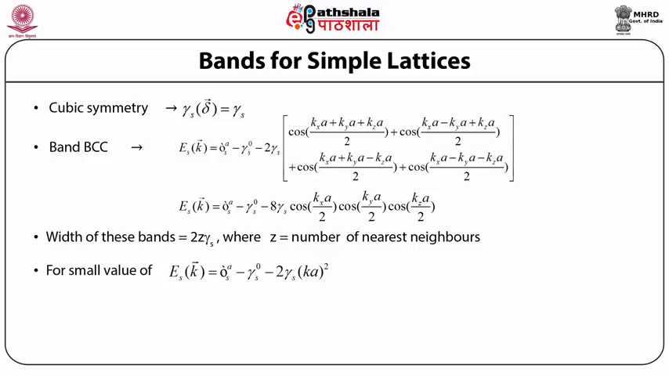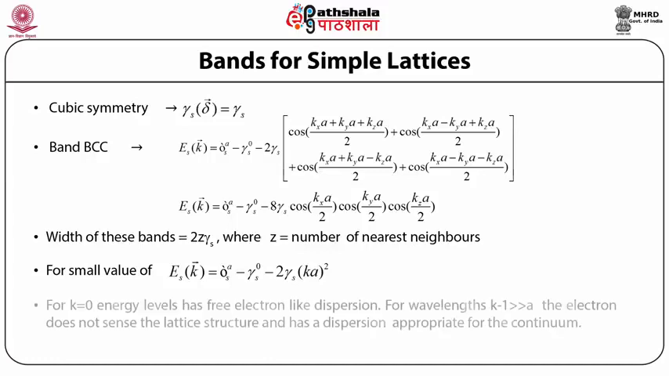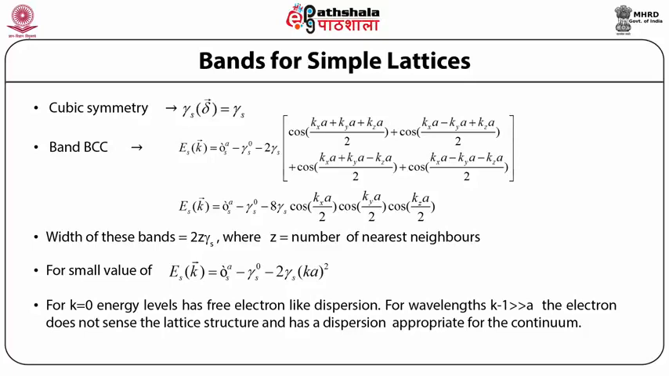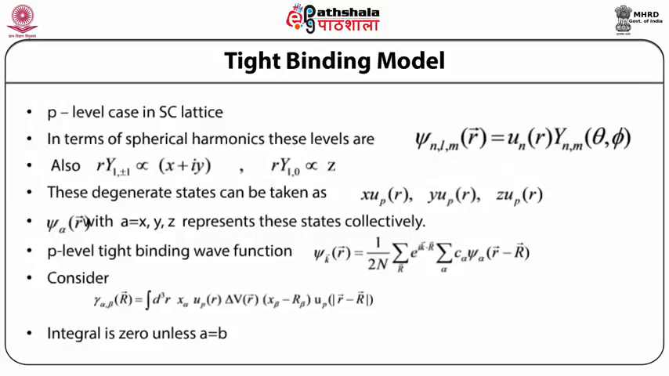Further, note that for small k, all these expressions yield ES is equal to OS minus gamma S0 minus Z gamma S plus gamma S times (Ka) whole squared. Thus, for K approximately equal to 0, the energy levels have the free electron-like dispersion, that is, wave vector dependence. This can be rationalized in the following way. For wavelengths K inverse much more than A, the electron does not sense the lattice structure and has dispersion appropriate for the continuum. Now we treat the tight binding approximation for some other cases.